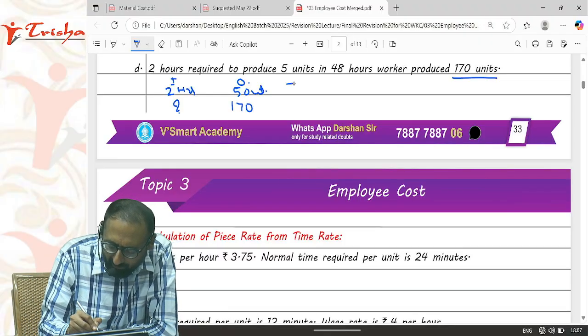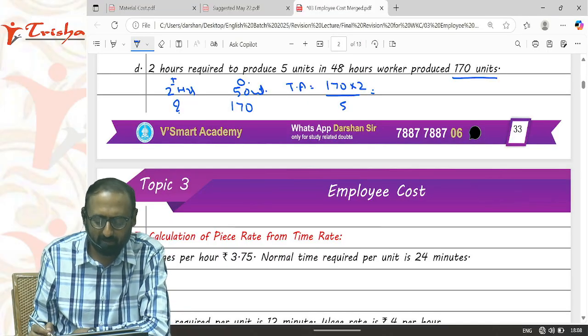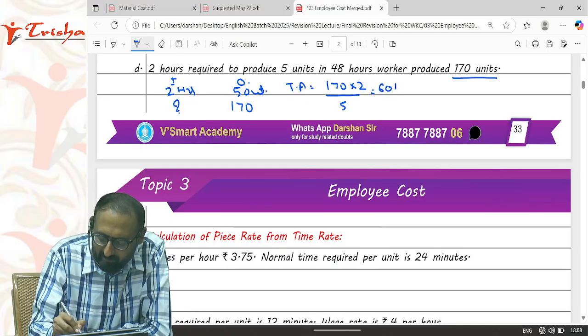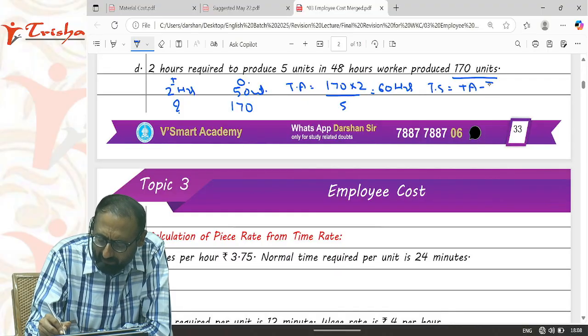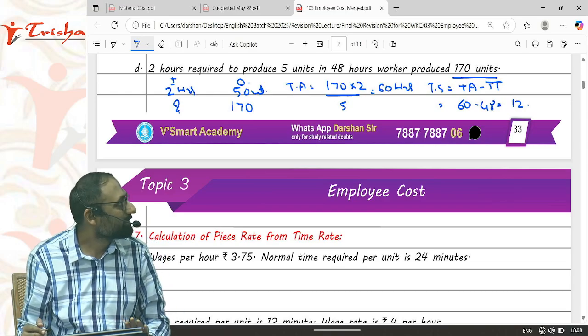How many hours will be required? So time allowed is equal to 170 multiplied by 2 divided by 5. Can someone tell me how much will be the answer, guys? Please. Is it 60 hours? Immediately you can calculate time saved. Time saved is equal to time allowed minus time taken. Time allowed is 60, time taken is 48 hours. So 12 hours will be your time saved.